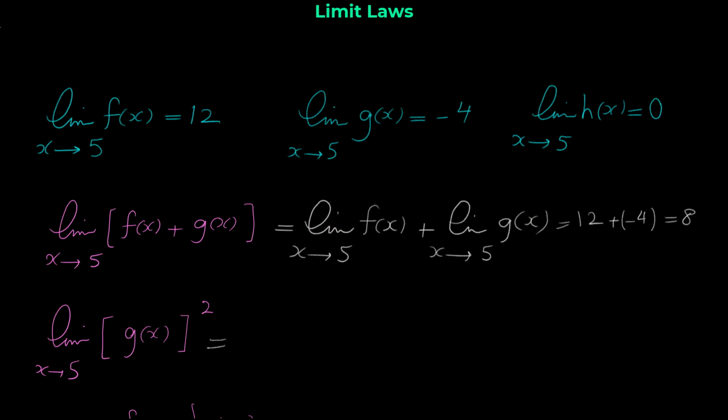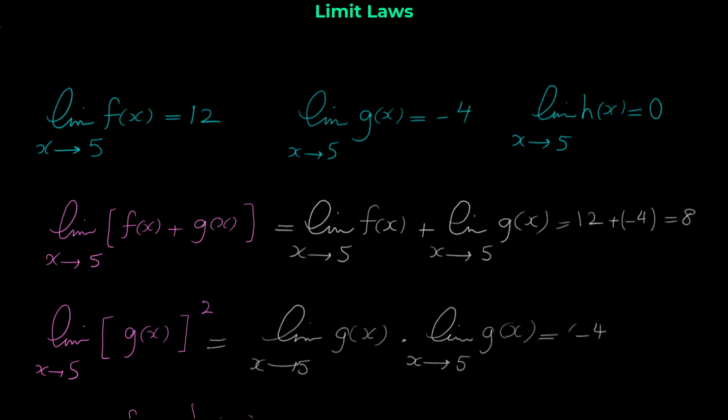So it's a multiplication of g of x by itself. So we can write this limit as the limit of g of x when x approaches 5 times the limit of g of x as x approaches 5. And because the limit of g of x when x approaches 5 exists and is equal to -4, this equals -4 times -4, which is 16.